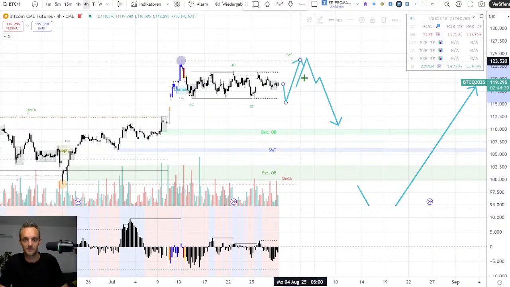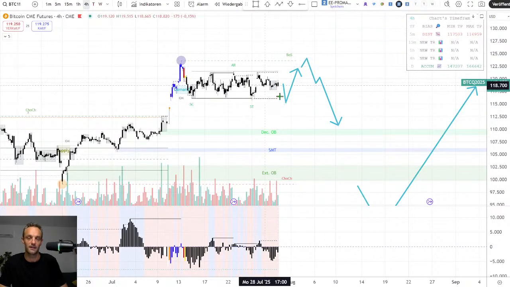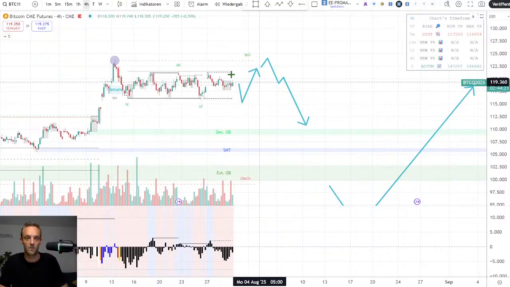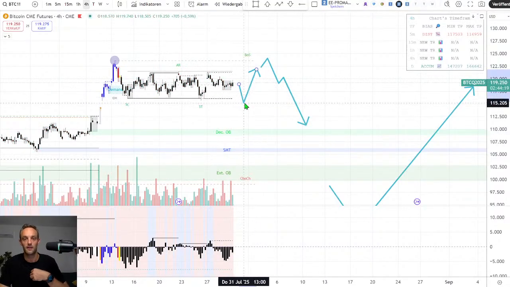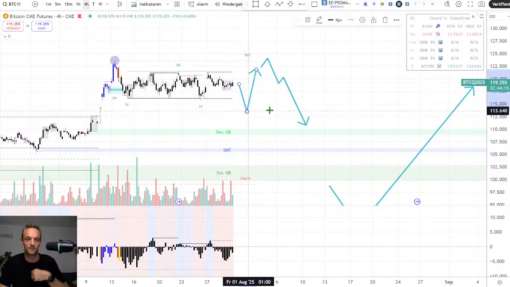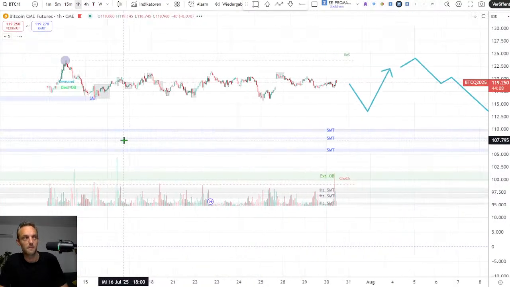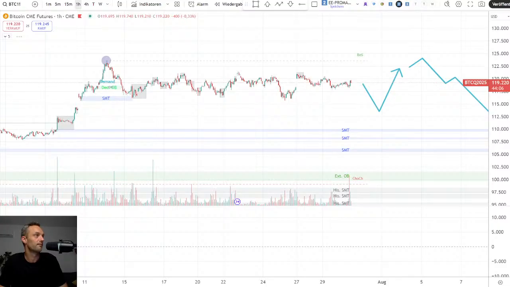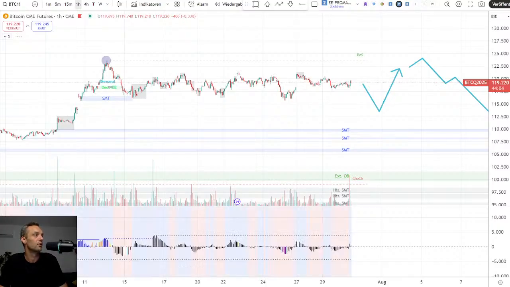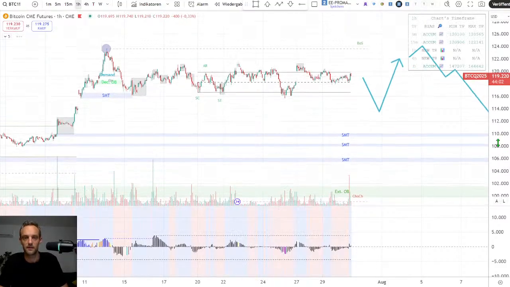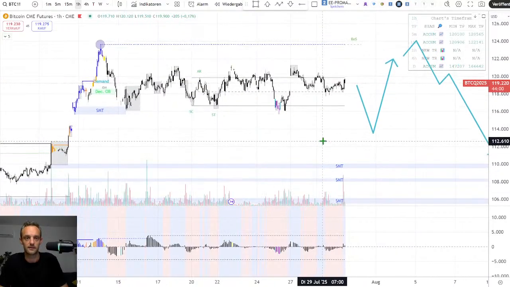Nothing is 100% defined, how the market will move and how it will look in the next days. Okay, this can also happen. This is my hypothesis in the 4-hour chart. Let's go to the 1-hour chart. If you have any questions, write your questions in the chat window and I will answer them after my Bitcoin analysis.